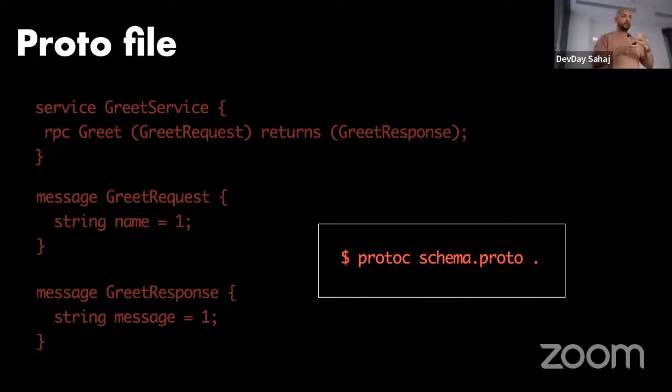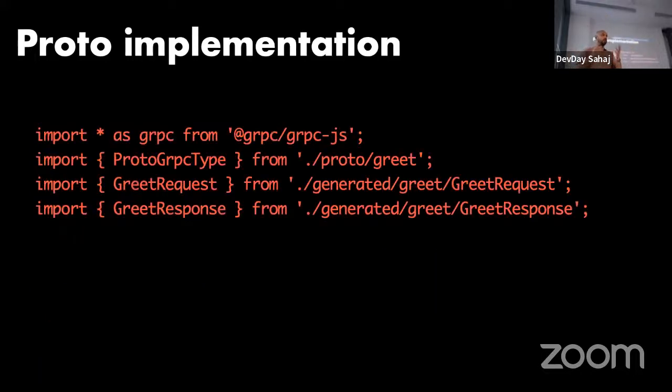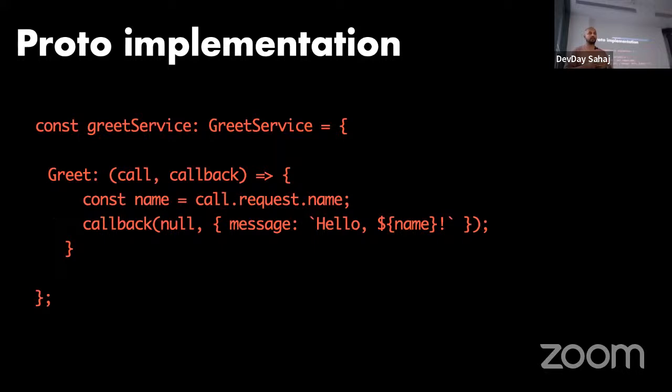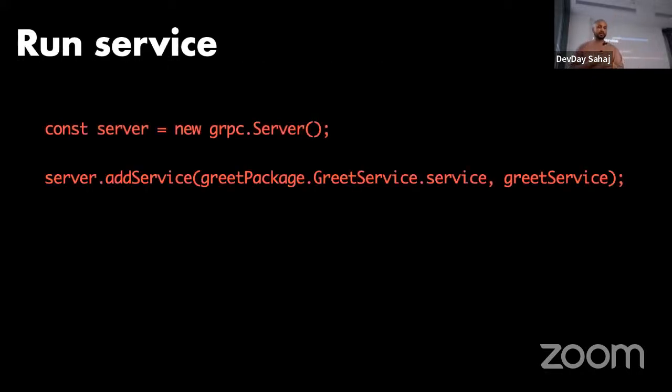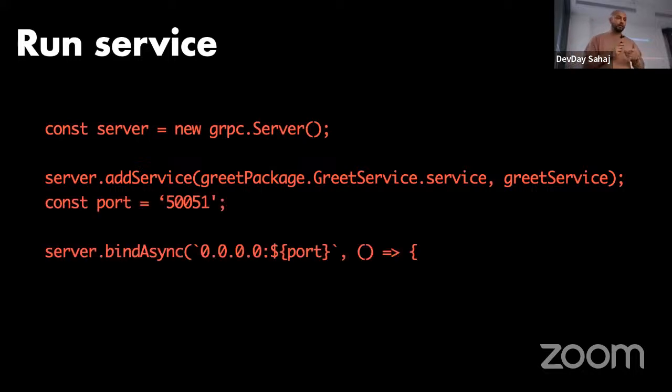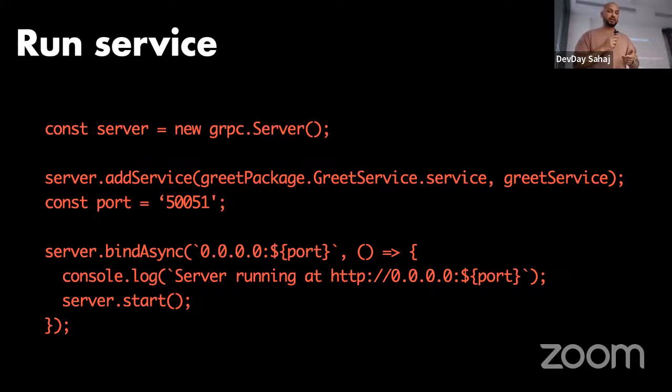Now, once you have this definition, you compile stubs from it, which will generate files to work with this service or create a service stub. You import these stubs into your project. That's the important thing. And then you implement a greet service over there. It's fairly simple. There's a greet service that has a greet. It has a call and callback, and you get the name from the call, and then you pass what the return value is going to be. Then run the service. There are a bunch of things you need to do: register, set the port, and then run the service. Server.start.